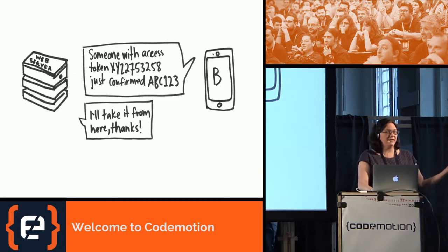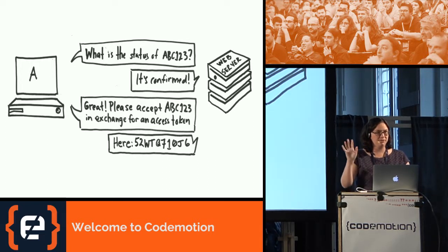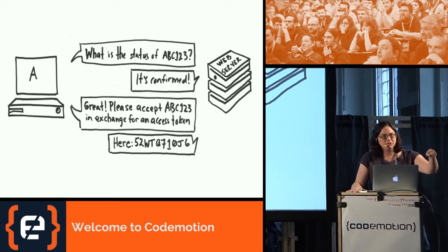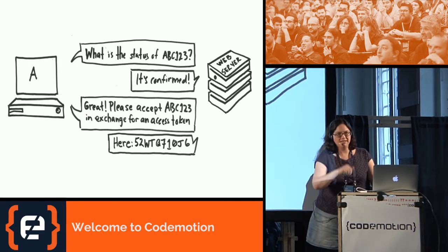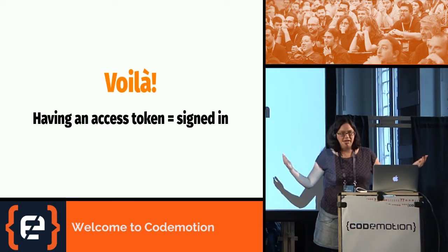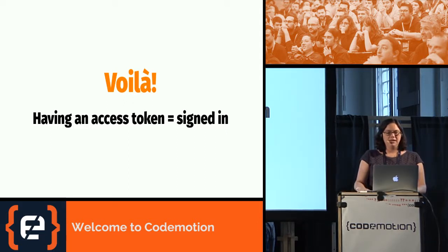Now let's go back to device A. It's polling. It's like, hey, what's the status of code ABC123? And the server says, it's confirmed. Someone's activated it. And the device says, great. Now take this code and give me an access token for that user. You know who's associated with that code. Give me an access token. And the web server's like, great, here's the access token. And now, by definition, if you have an access token, the person signed in. So this is how this works.